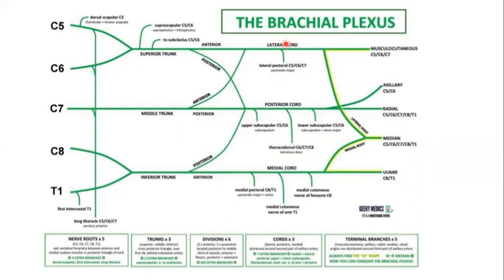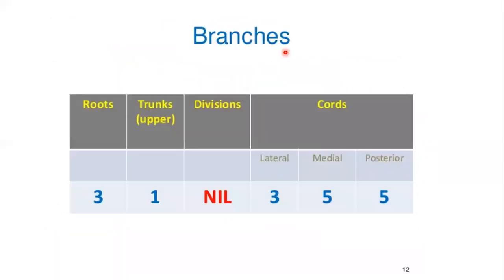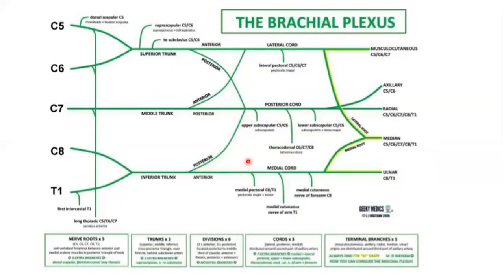Then we have got no branch arising from any of the divisions. But as we proceed towards the cords, the lateral, medial, and the posterior cords, we have got certain branches arising from these. Okay, from the lateral cord, as you can see here, three branches arise. Okay, let me show you. One is the lateral pectoral nerve, this is the first branch. The second one is the musculocutaneous nerve, and the third is the lateral root to the median nerve. Okay, these are the three branches arising from the lateral cord.